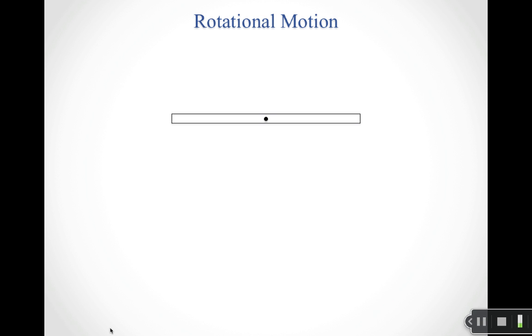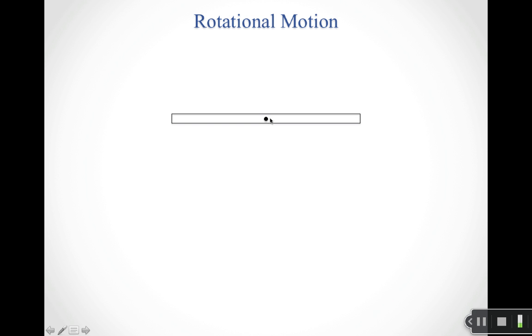So up until now, we've dealt with what's known as translational motion. Basically, in translational motion, we've been able to treat any object that we're talking about as a point particle. Well, now we're going to deal with situations where we obviously can't treat something as a point particle. And the first example of that is rotational motion.